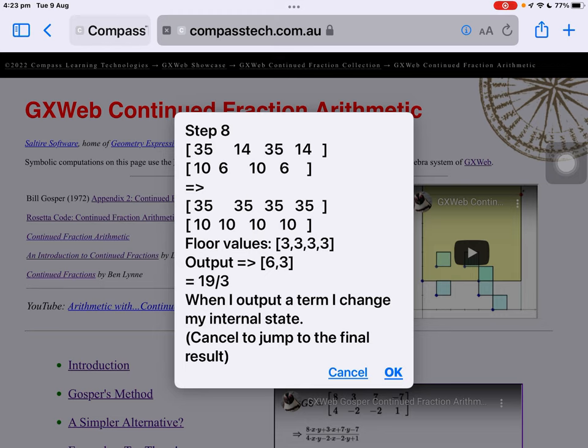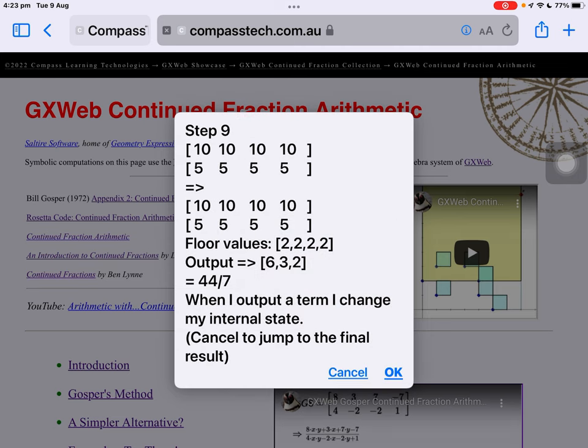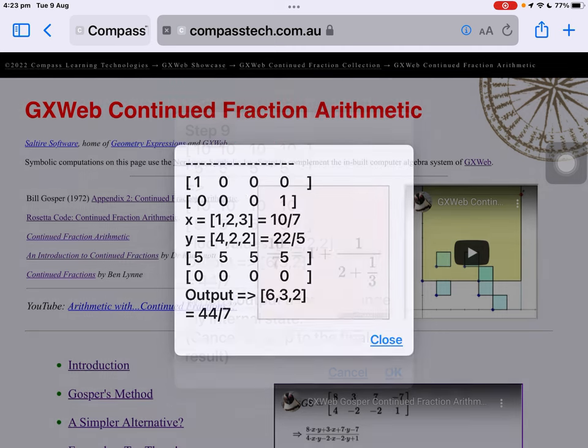What we're seeing here is that at each stage, when we have an output number, we're getting an approximate value for our final result and moving closer and closer each time. This time the floor values are all 2 and our output is a 2, so our result is 6, 3, 2 or the fraction 44 over 7.